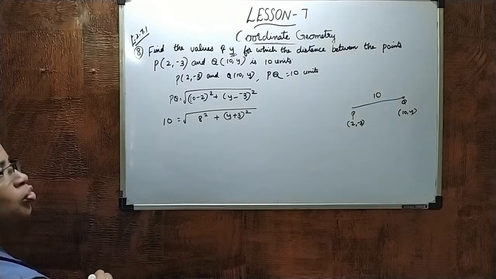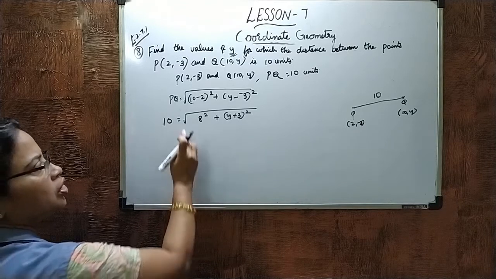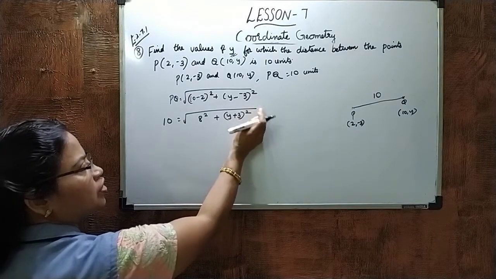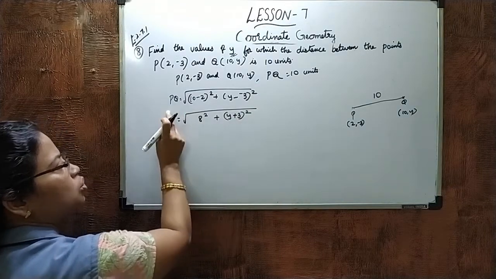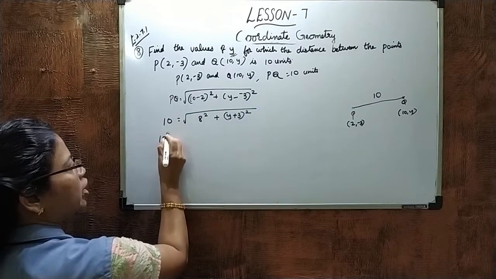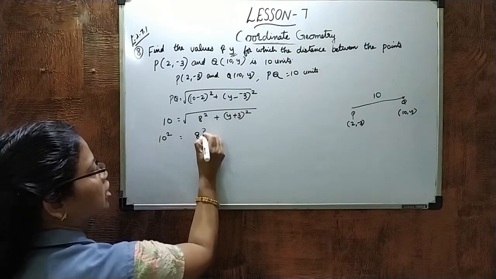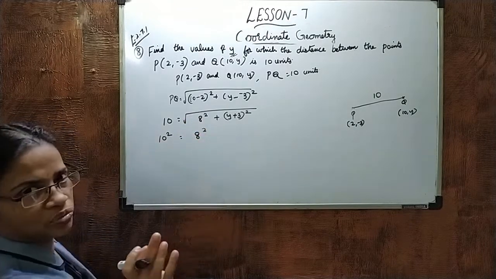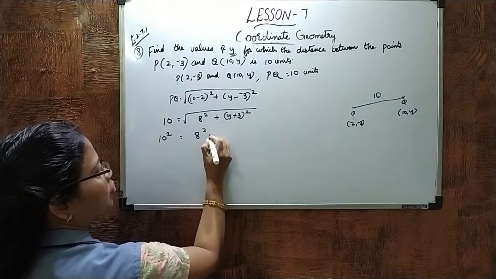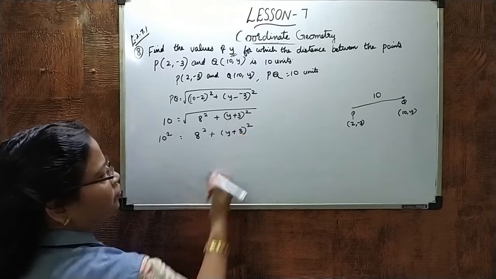Now you want to remove the root, right? You want to remove this root. What should you do? You have to put the square there. If you are squaring here, you have to put the square here also. So 10 square equals, then when you square here, this root will be removed, so 8 square plus (y plus 3) the whole square, right?